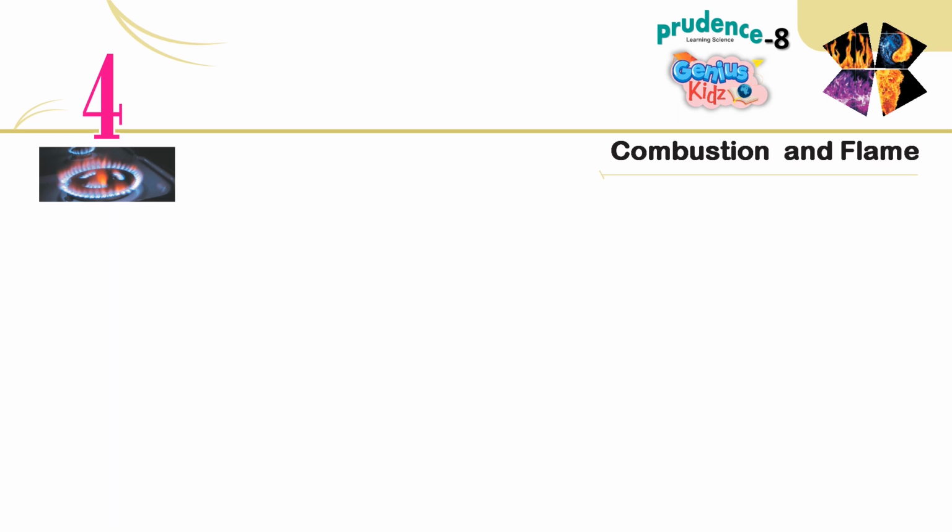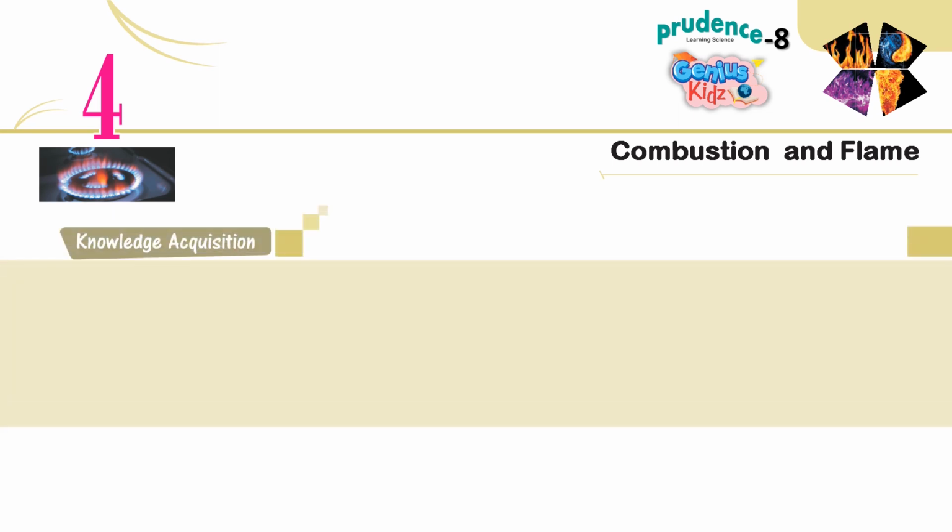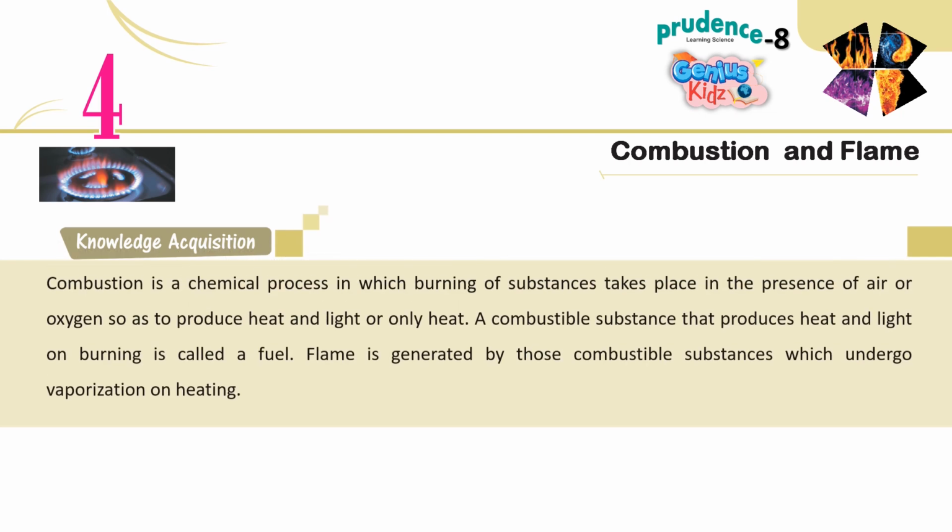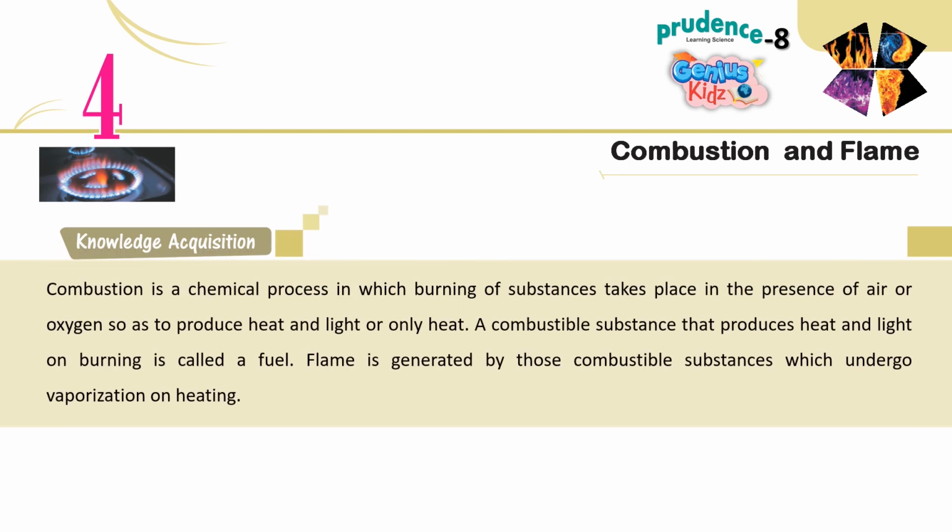Chapter 4. Combustion and Flame. Knowledge acquisition. Combustion is a chemical process in which burning of substances takes place in the presence of air or oxygen so as to produce heat and light or only heat. A combustible substance that produces heat and light on burning is called a fuel. Flame is generated by those combustible substances which undergo vaporization on heating.